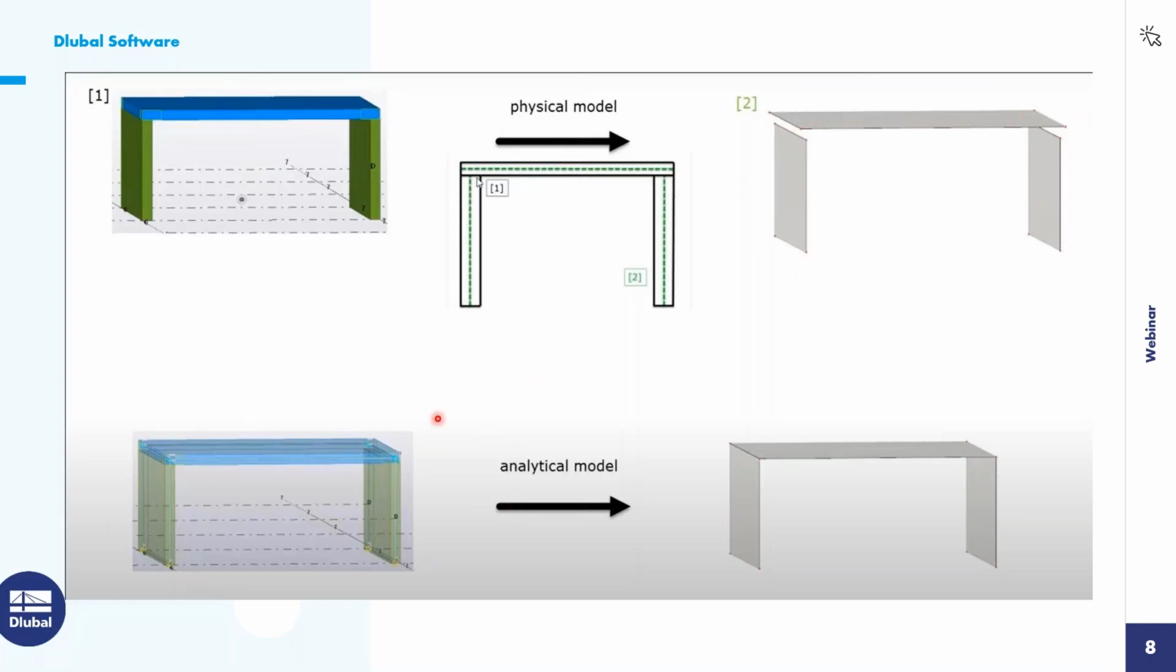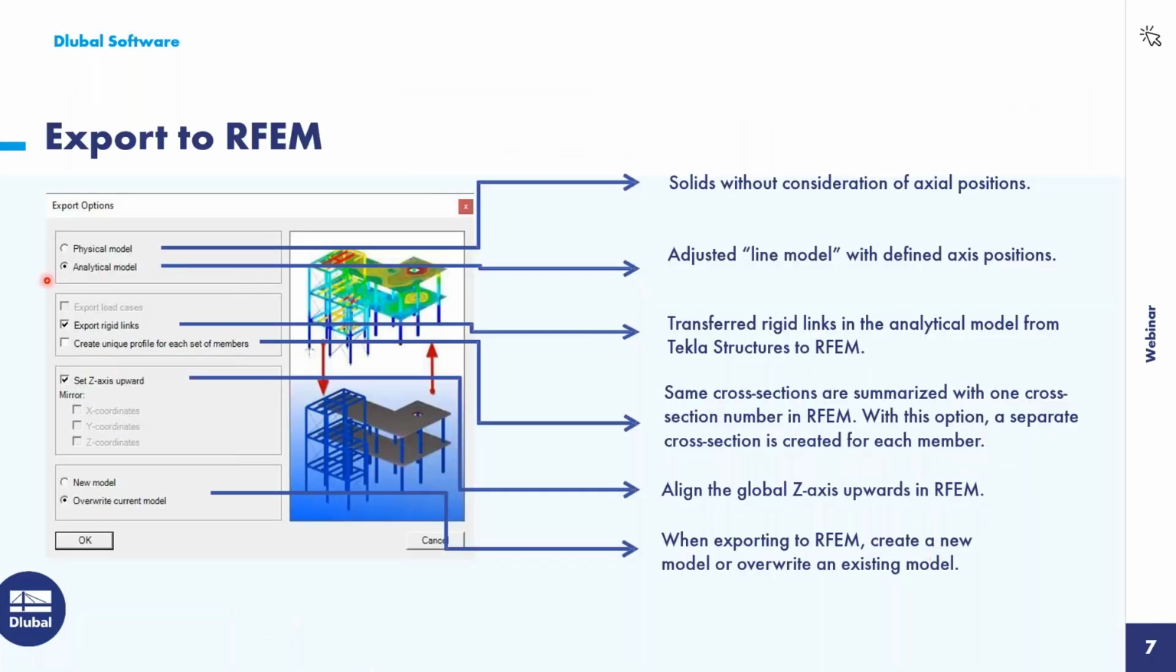And so what you need is an analytical model to be created. And you can see here that the axial lines of each element are connected correctly. And so then you will get that correct analytical model in RFEM 6, which is needed to run the structural analysis. So that would be the second option here. Analytical model is what you'd want to choose if you're looking to run a structural analysis.